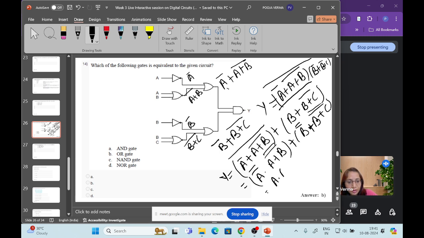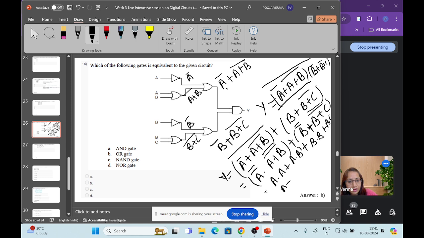So a into a plus a into b, right? And similarly here b into b, b plus b into c. So a plus ab plus b plus bc, right? Now take a common, so you will get 1 plus b, right? And if you take b common, here you will get 1 plus c, right? In these two, 1 plus b and 1 plus c is 1 only, already you have seen. So you will get a plus b.